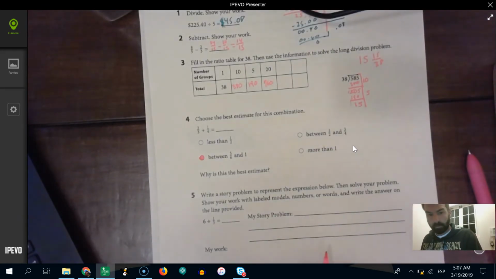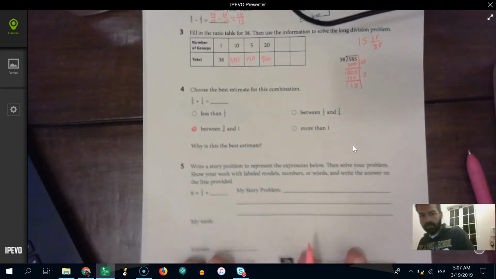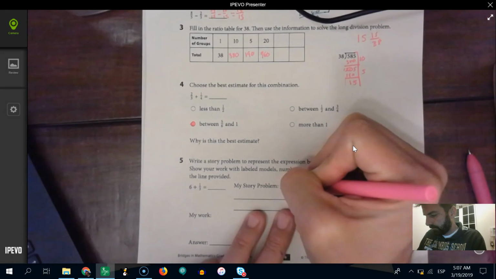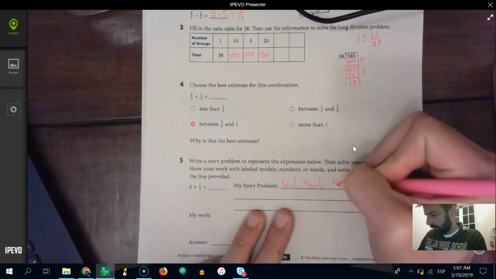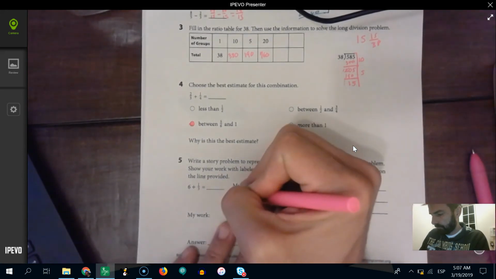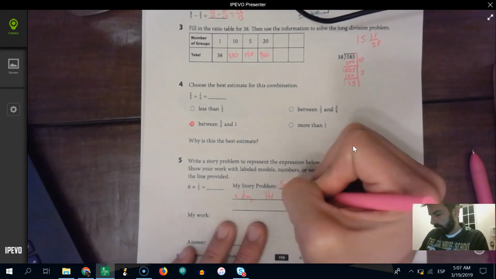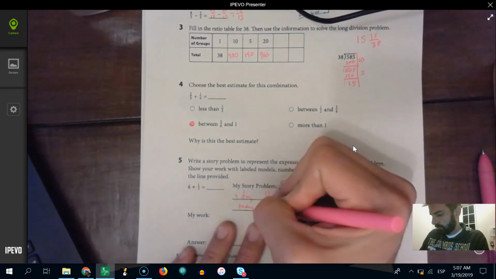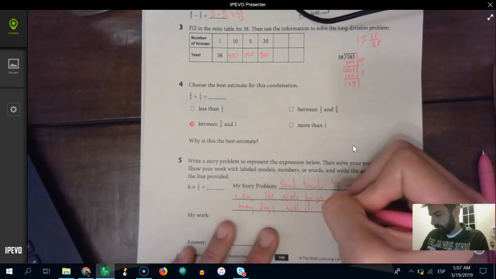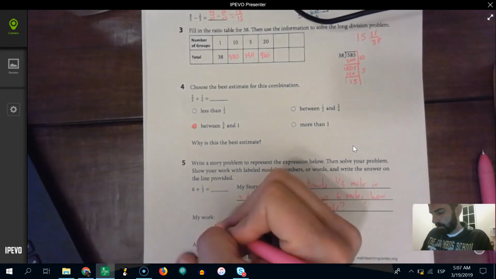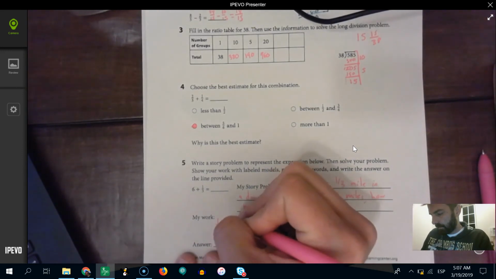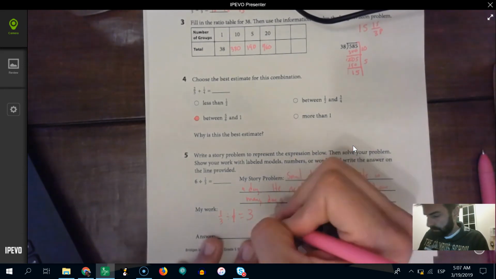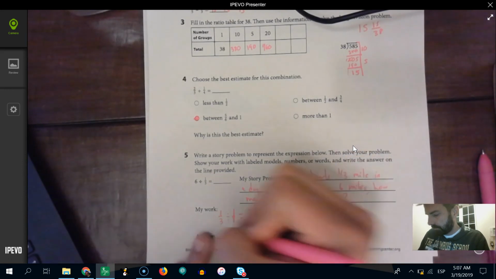Write a story problem to represent the expression below, then solve your problem, show your work. So 6 divided by 1/3. So my problem could be that my snail travels 1/3 of a mile in a day. He needs to go 6 miles. How many days will it take him? So here again, if I know how many thirds of a mile are in 1 mile, how many 1/3? So that gives me 3. So that would tell me it would take him about 3 days to go 1 mile. But he's having to go 6 miles. So that's going to tell me 18 days.